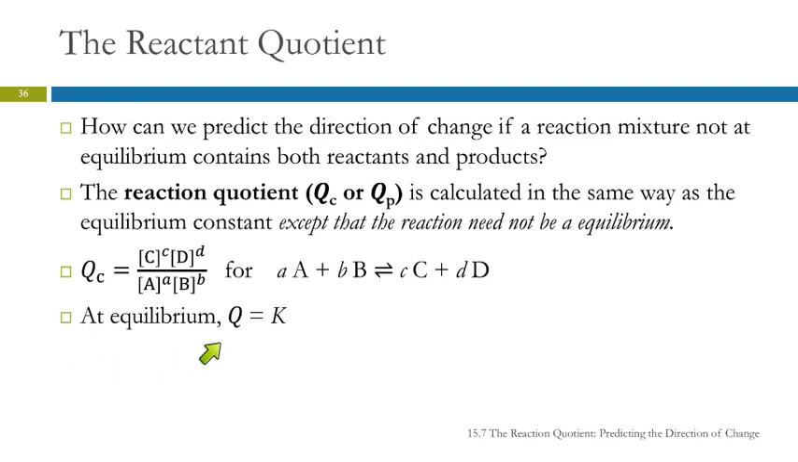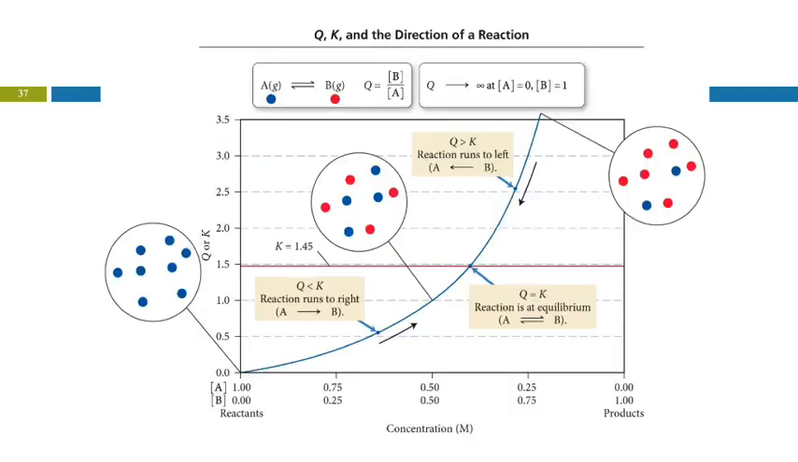When you get to equilibrium, Q is equal to K. It is the same thing. So Q is just calculating the equilibrium constant, but not at equilibrium, if that makes any sense. Yeah, at any given time. So let's look at this graph, figure out what this is here.